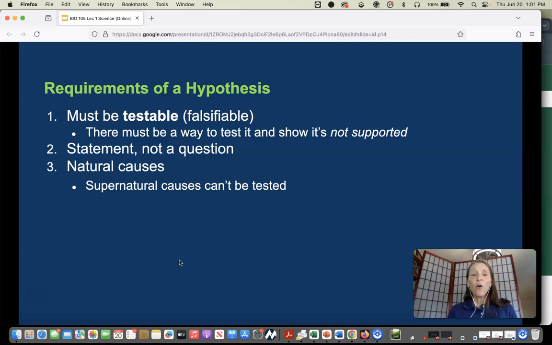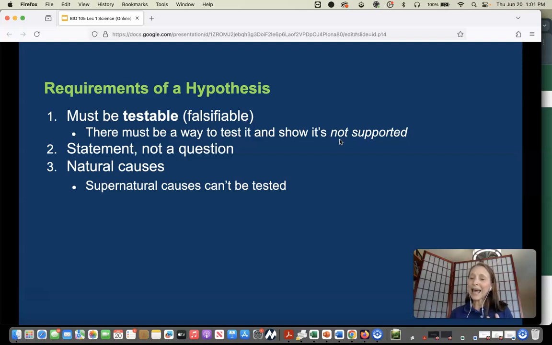Now, when you come up with a hypothesis, there's a couple requirements for a hypothesis. And this is important because this is a big foundation for science and how we do science. One of the big ones is that your hypothesis must be testable. Okay. And it must be potentially falsifiable. So what does that mean?